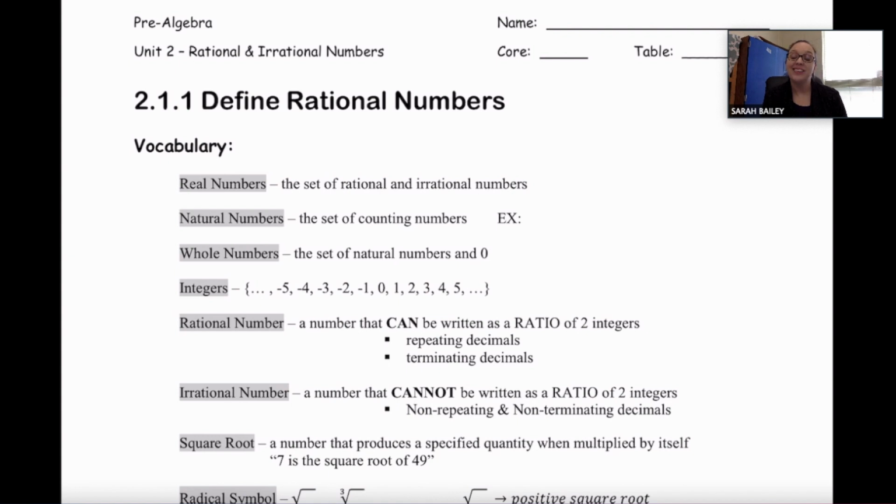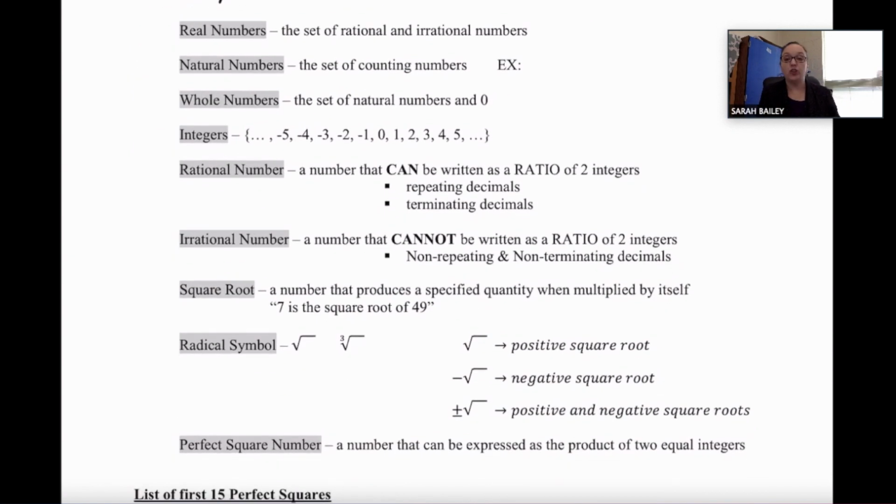Hey everybody. Today we're going to talk about rational and irrational numbers. These are two very important groups of numbers, and it's important that we distinguish between the two. So this lesson starts off with some important vocabulary words, some of which you have seen before. So we're going to go through each of those.